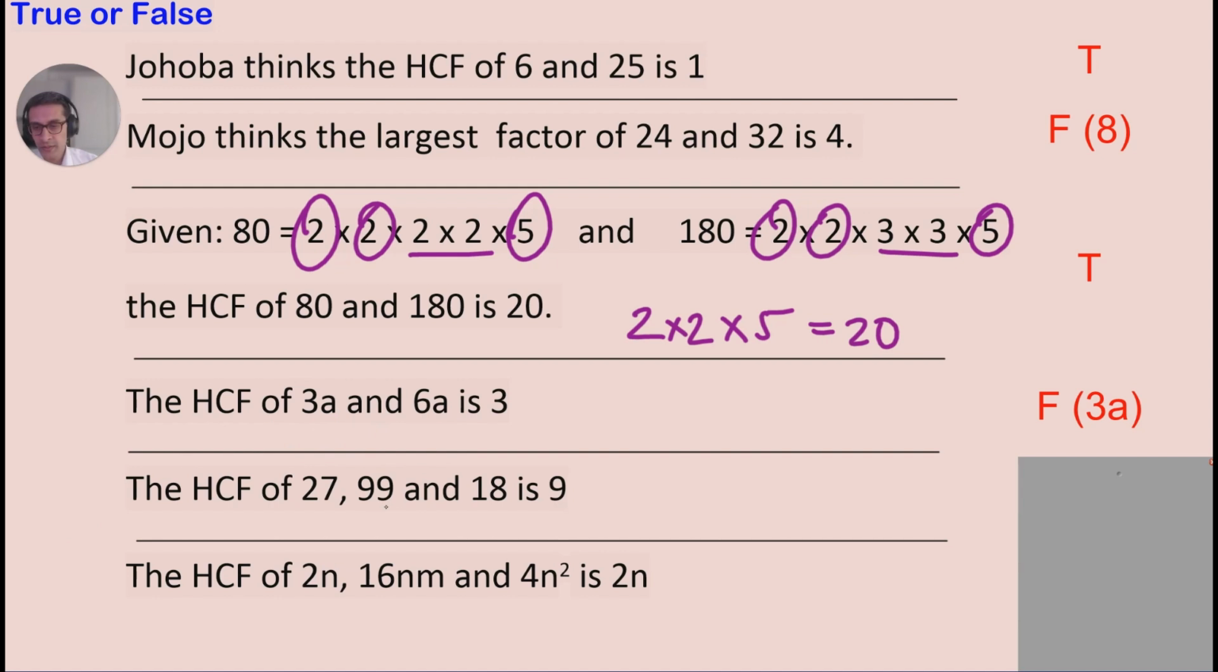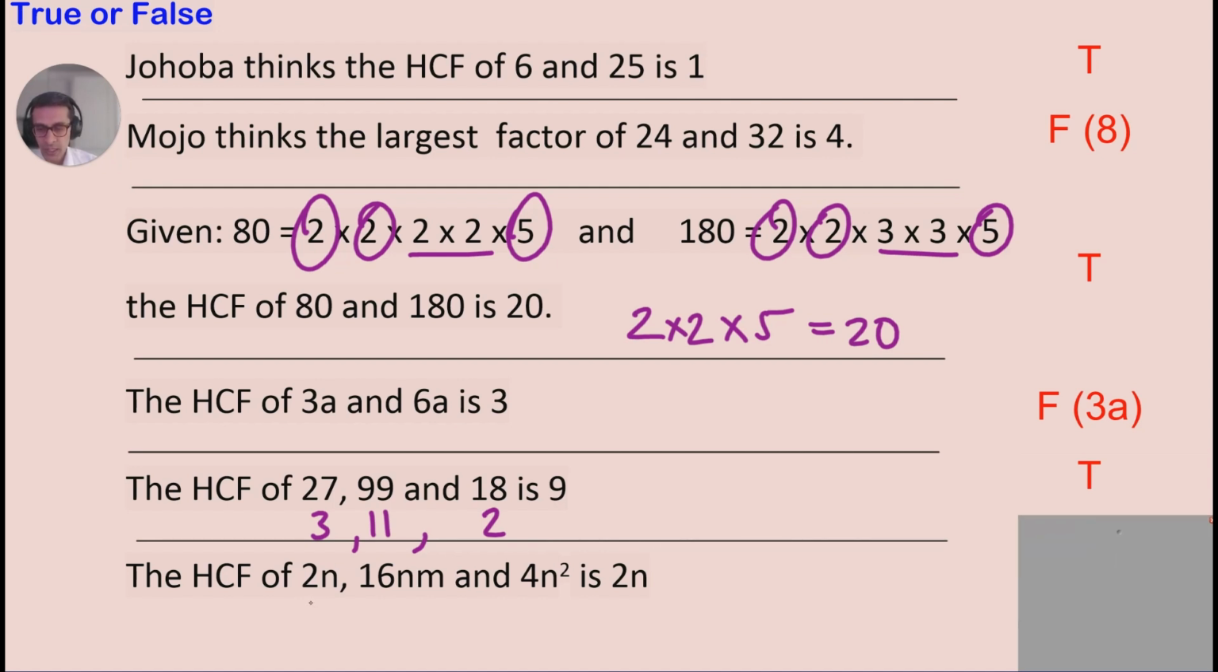Highest common factor of 27, 99 and 18 is 9. Well, let's divide all of these by 9 because they're not too tricky to work with, these numbers, and then see if we can simplify it more. So 27 divided by 9 is 3, 99 divided by 9 is 11, 18 divided by 9 is 2. Now you can't simplify these anymore, there's no other common factors, so this is going to be true.